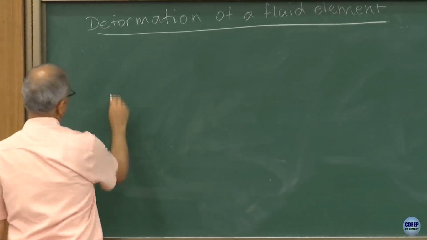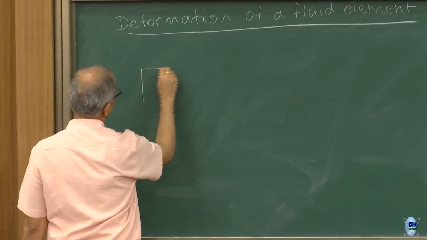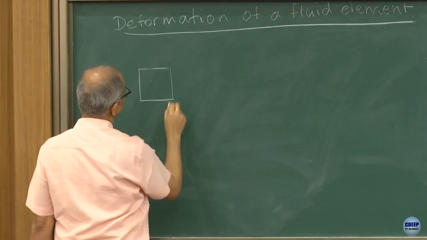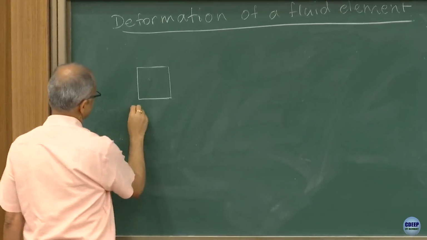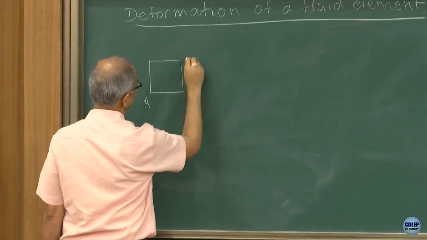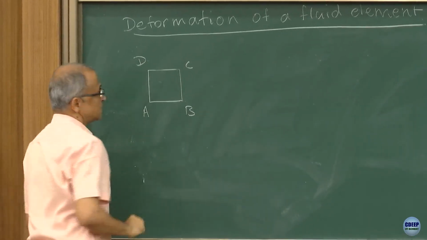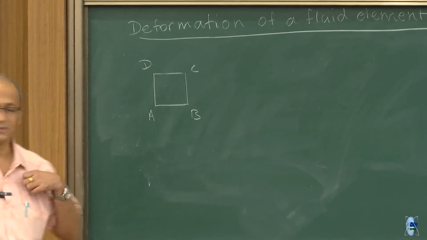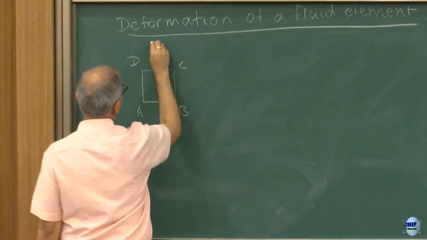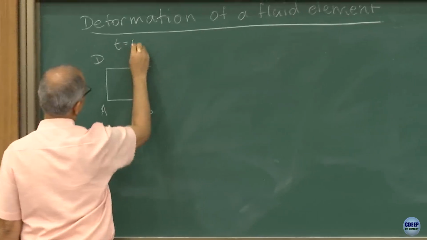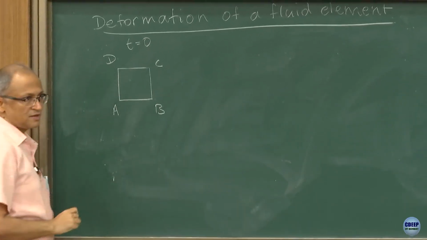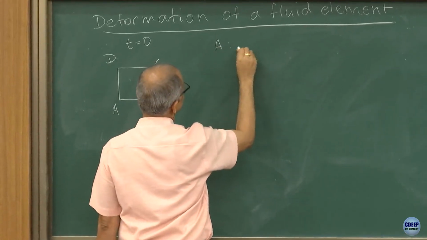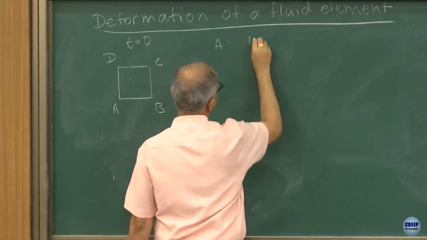So let us say that I have a fluid element. To begin with, I will assume that it is nice and rectangular. The sides are A, B, C, D. So this is a fluid element, and it was moving as a function of time. Let us say that this is a picture at time t equal to 0. Now, what are the velocities? Let us say the velocity of A is u comma v.